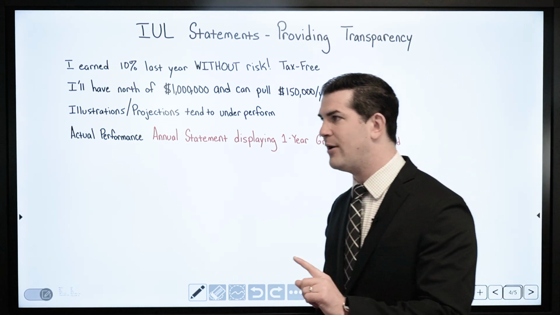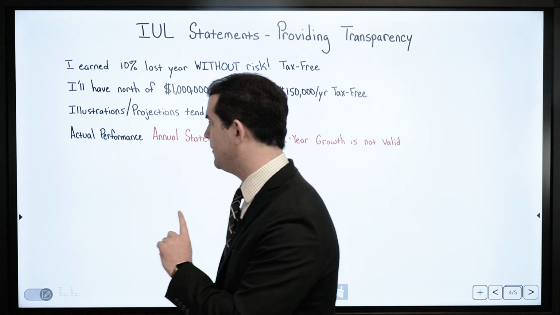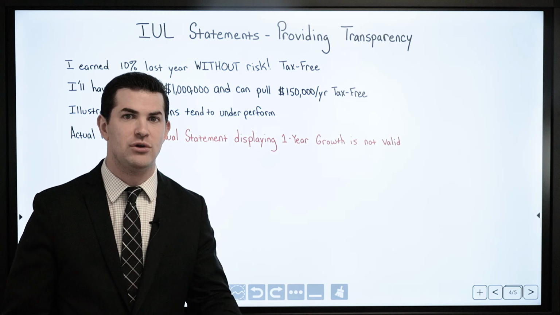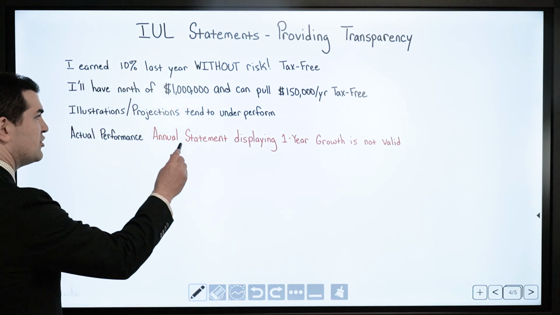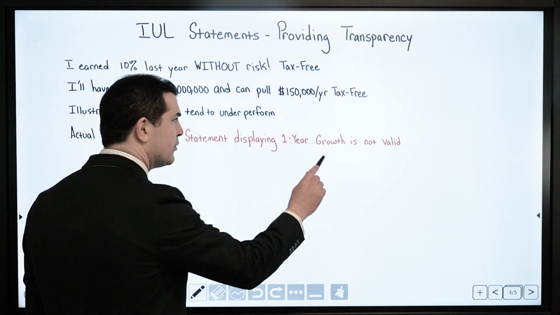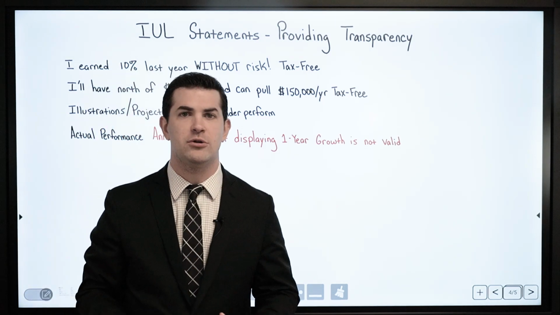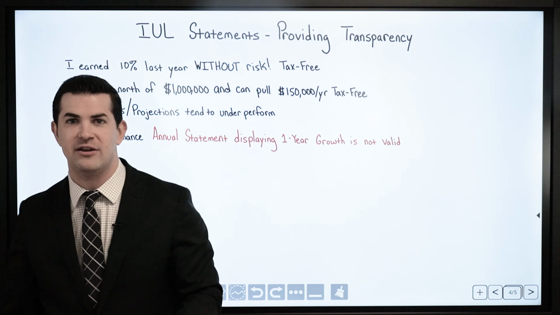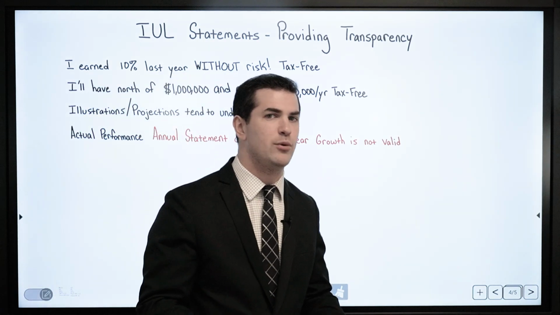And just to clarify one extremely important point here. When I look at actual performance, what my money is actually growing by, an annual statement that shows a number and return, what I earned that particular year, is not valid. I'll take the thing and throw it out the window because it's not real. And you're going to see exactly what I mean here.